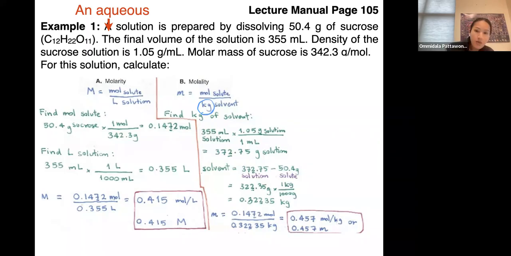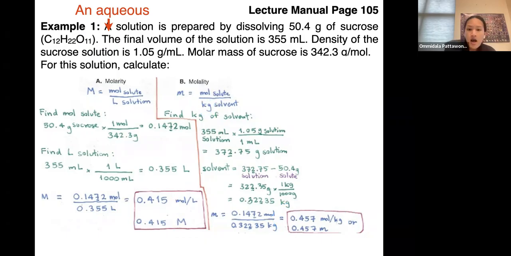Again, the reason why we are using molality is because this unit is temperature independent. It doesn't depend on temperature, but molarity is going to depend on temperature. So as temperature changes, this value right here is going to change for molarity.